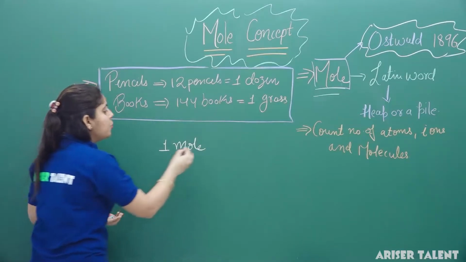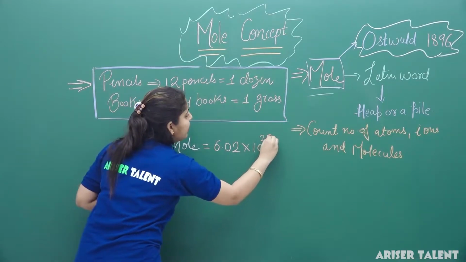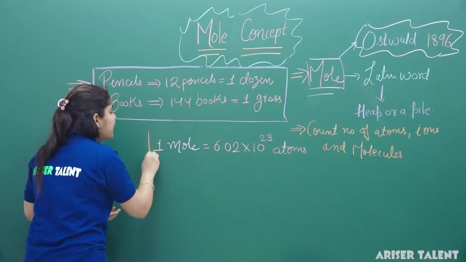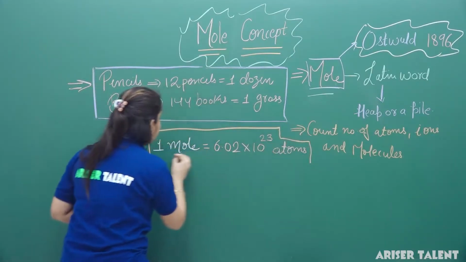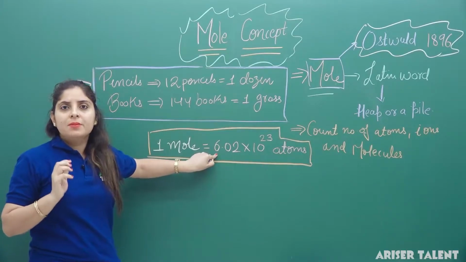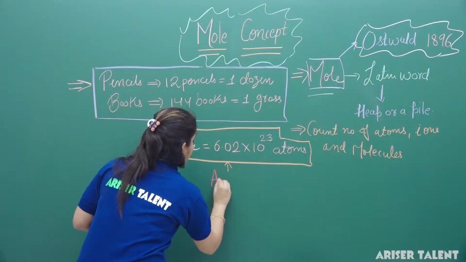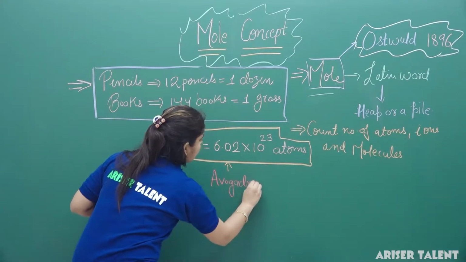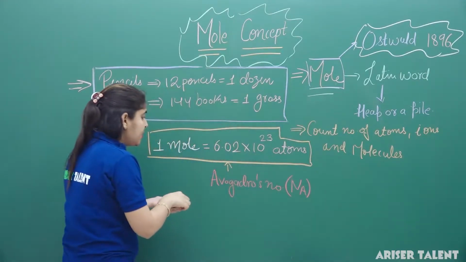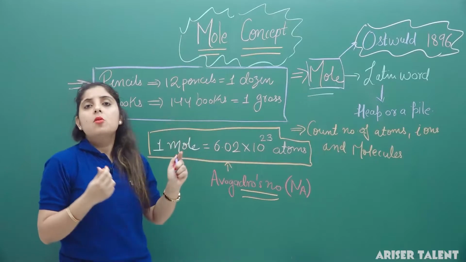1 mole will be equal to 6.02 into 10 raised to the power 23 atoms. So, it is standardized to calculate 1 mole as 6.02 into 10 raised to the power 23 atoms. It means this number always remains constant and we call this number Avogadro's number, and it is denoted by Na. This quantity is fixed. This is used in solving the major numerical problems related to the mole concept.